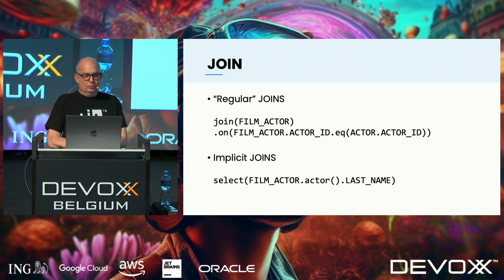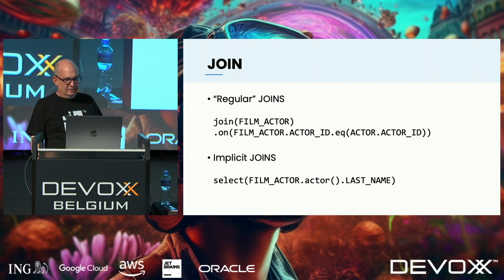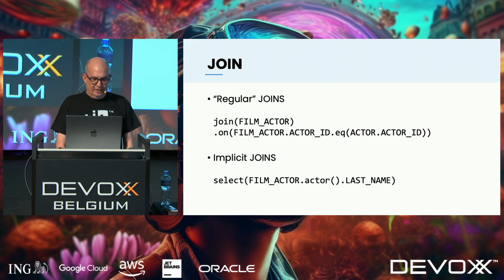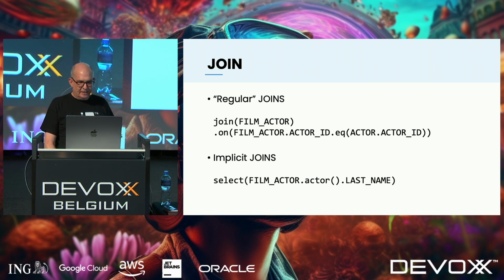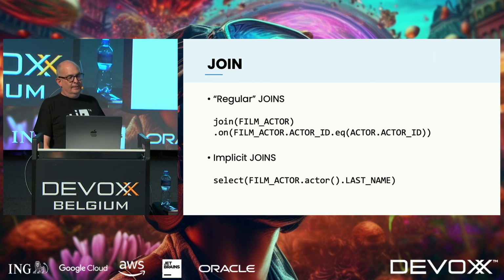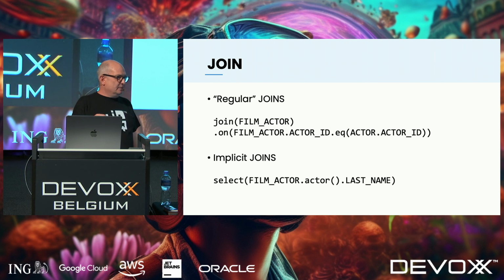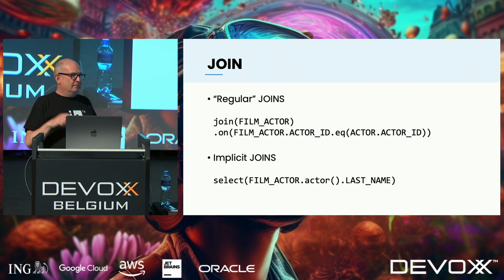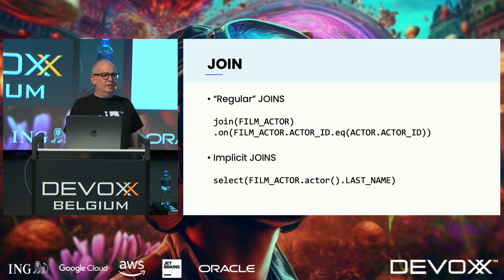We could also do joins. So, for example, here we have this film actor table that is for the many-to-many relationship between film and actor. And here we can write a join on, and then we see here film actor, actor ID equal actor ID. But because jOOQ already knows about these relationships, you don't need to specify them in SQL. jOOQ knows something called implicit joins.